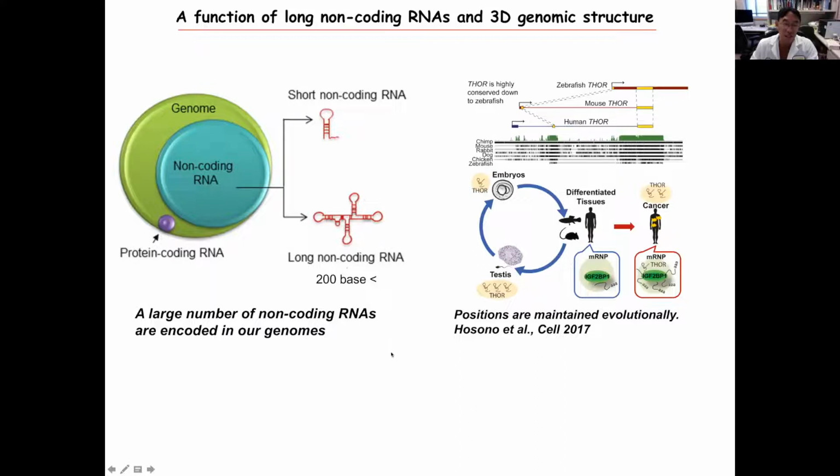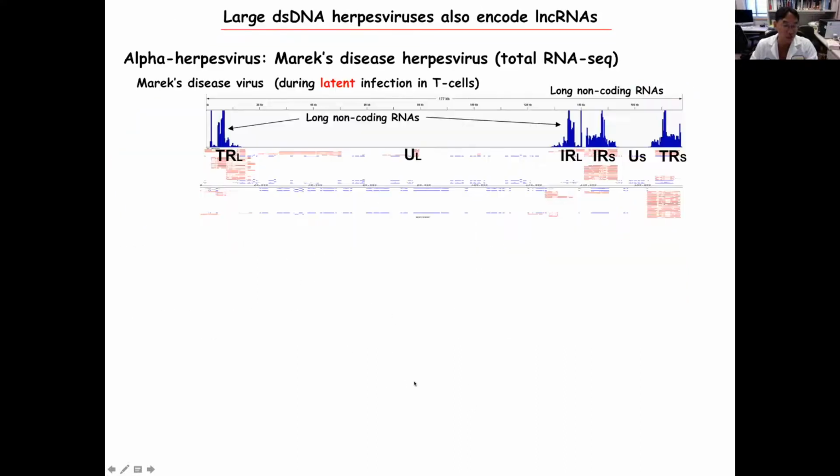So we are interested in what the non-coding RNA function is. Similar to our human genome, KSHV and the other large double-strand herpesviruses also encode non-coding RNA.